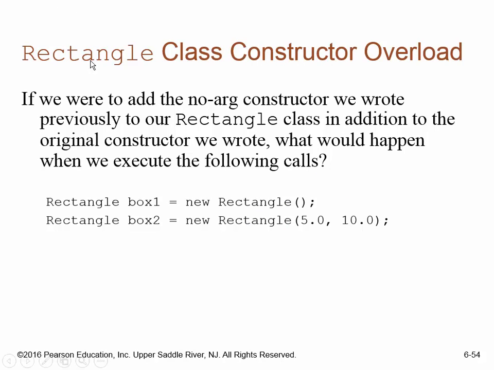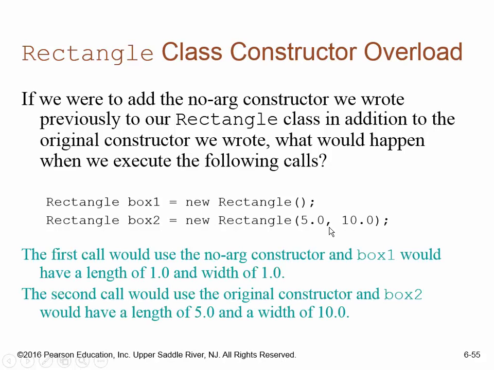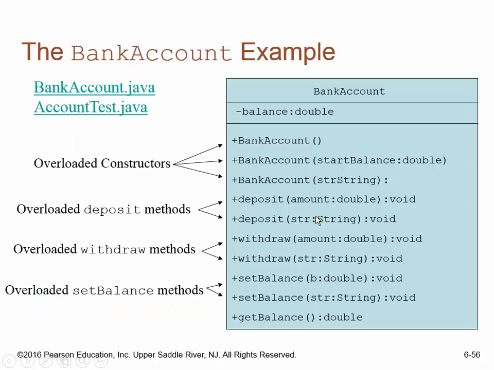All right. It says if we were to add the No-Arg constructor we wrote previously, what would happen if we executed the following calls. Well, this first one would have a length of 1 and a width of 1. The second one would have a length of 5 and a width of 10. So the first one would use the No-Arg constructor. The second one would use our constructor where we pass in two doubles.